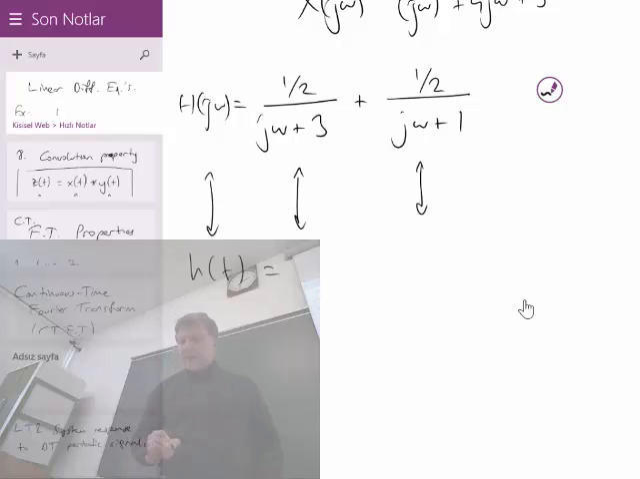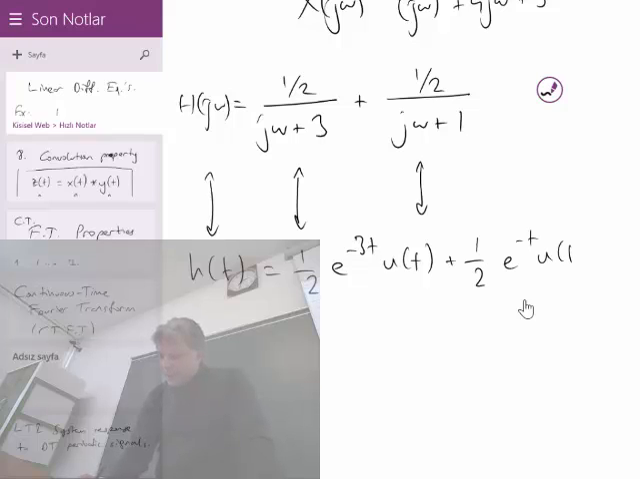t, which is equal to the inverse Fourier transform of the first one, which is 1 over 2, of course, because of the numerator expression, e to the minus 3t u of t, plus 1 over 2 e to the minus t u of t. That's it. This must be the impulse response.